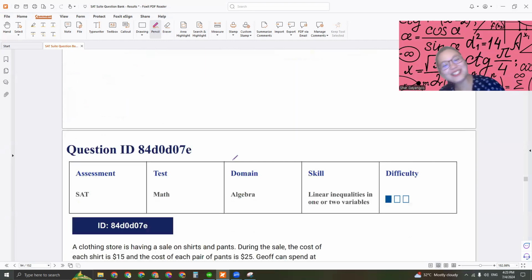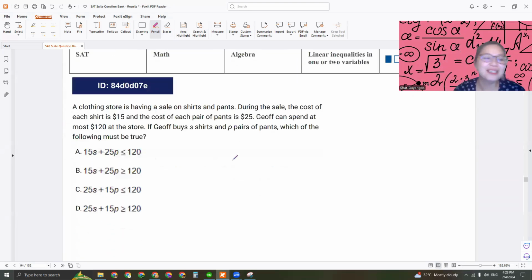All right, let's continue with Q94. A clothing store is having a sale on shirts and pants. During the sale, the cost of each shirt is $15 and the cost of each pair of pants is $25. And Jeff can spend at most $120 at the store. And the variables that we're using are P for pants and S for shirts.